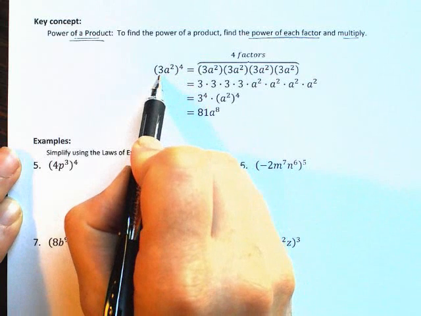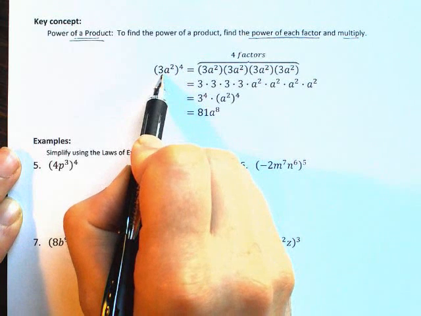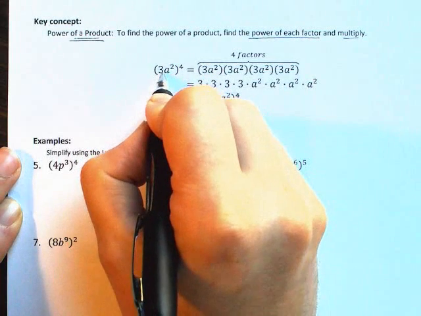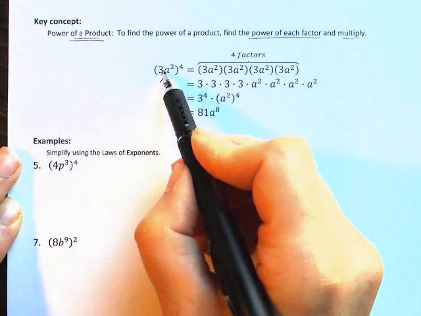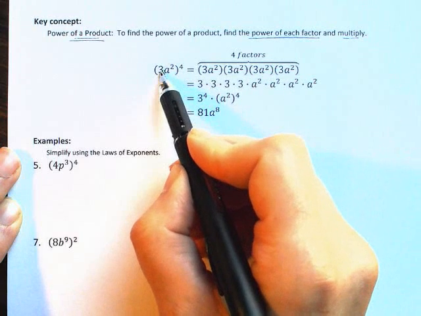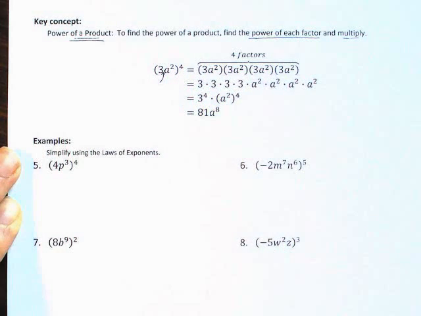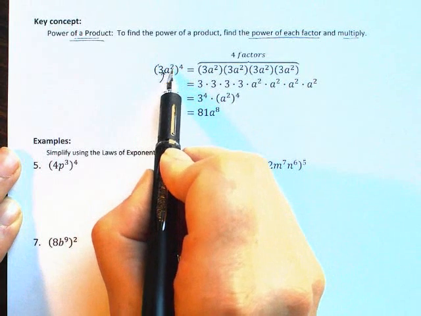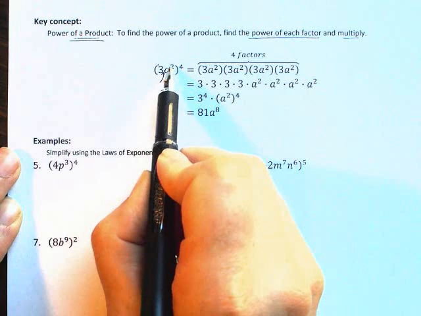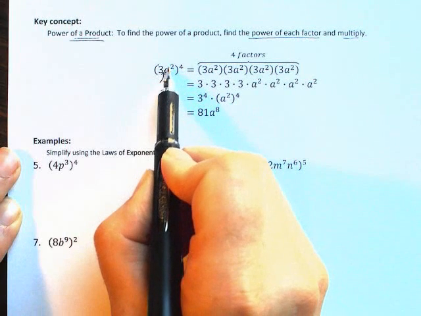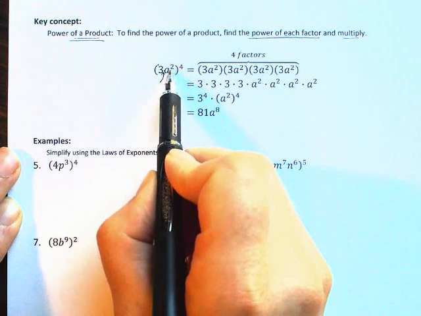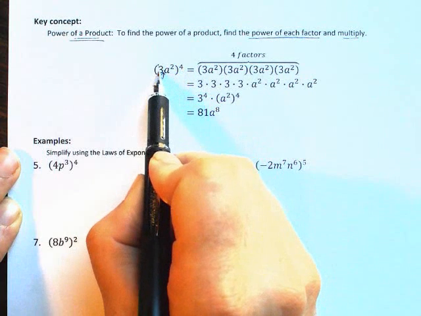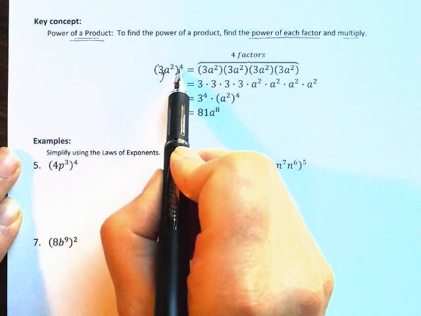Here is a product, 3 times a squared. This is a product between the 3 and the a. Even though there is no symbol shown, that's a multiplication in there. That's called a product when you multiply things together. So inside these parentheses is a product. And one of the parts of that product is a power, right? a to the 2nd power, that's a power. This is called a power of a product because that product is being raised to a power.